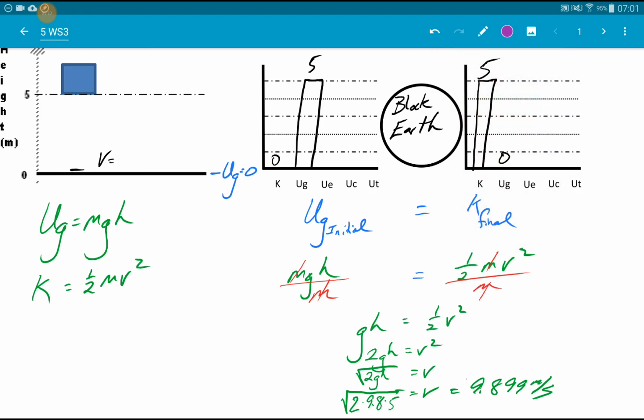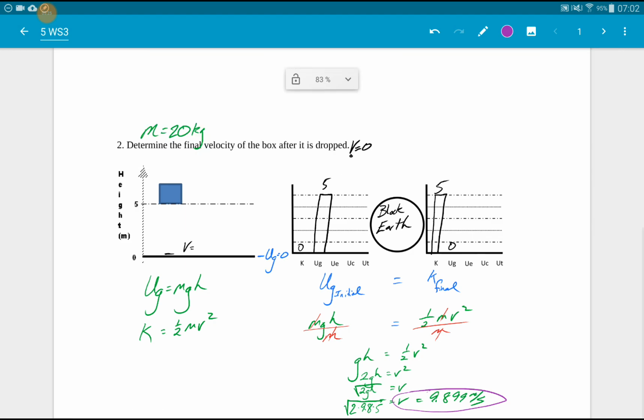I'll put a nice little circle or box around that final answer. And that's one way to figure that out. Excellent.